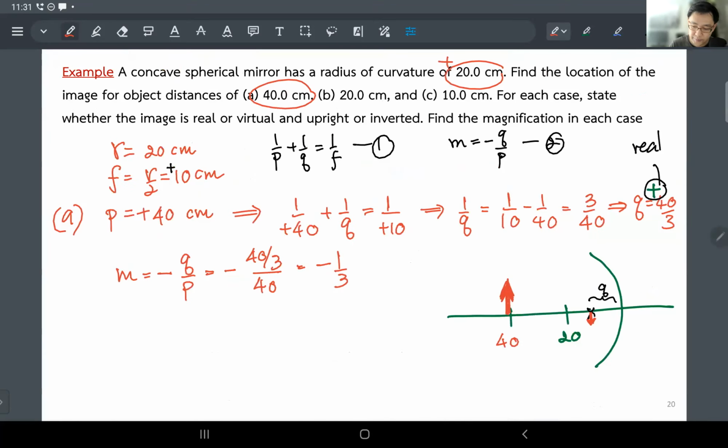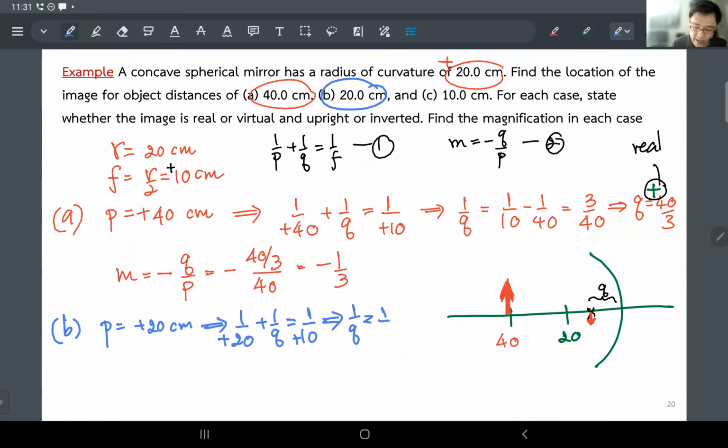Part B, pretty much the same. Now you just have a different value of P. P is positive 20 centimeters. Plug it into your equation, 1 over P plus 1 over Q, the one you want to figure out, equal to 1 over F. If you want to emphasize, the positive sign is good. So what you have over here is your 1 over Q is going to be 1 over 10 minus 1 over 20, and that will give you 1 over 20.